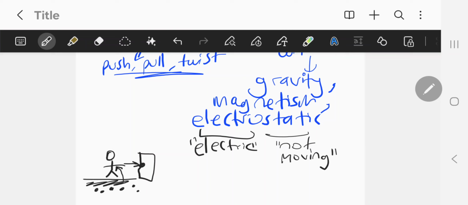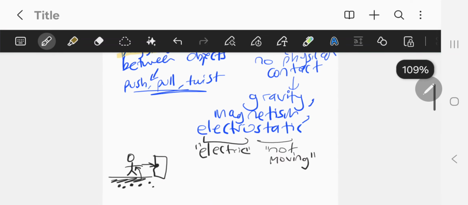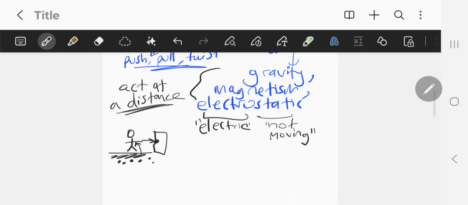Static because the charges aren't physically moving. They're basically going from the carpet to your shoe and staying on your body. And when you touch the doorknob, the charge goes to the doorknob and you feel it there. So the three main non-contact forces: gravity, magnetism, and electrostatic force. These all act at a distance. In other words, they don't act with physical contact, they act from far.